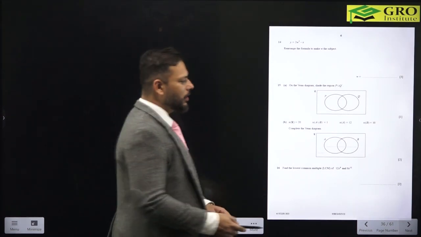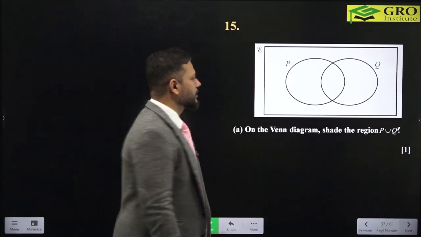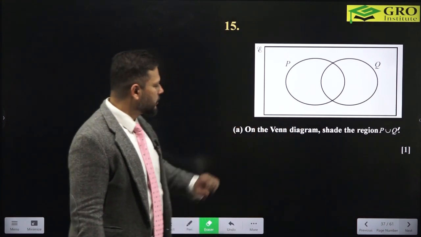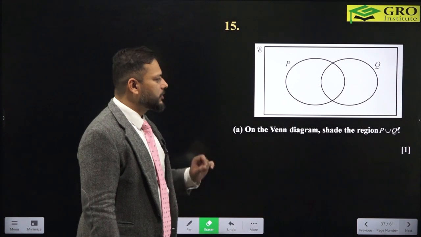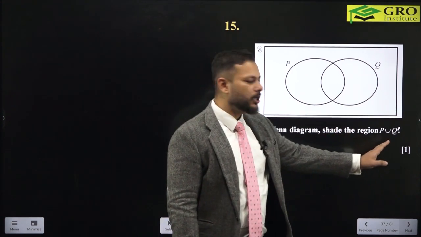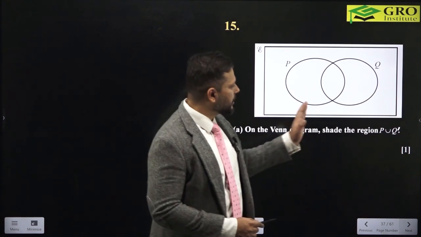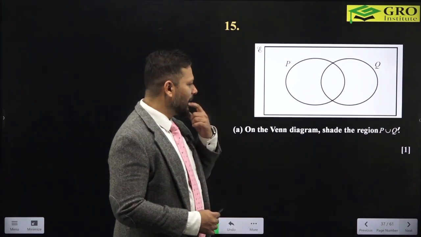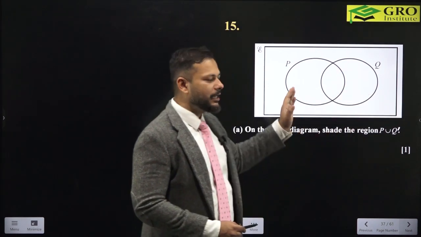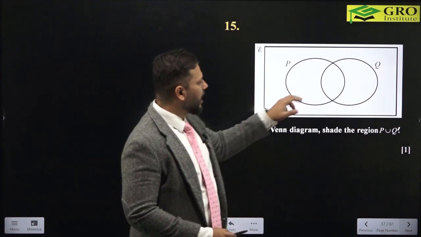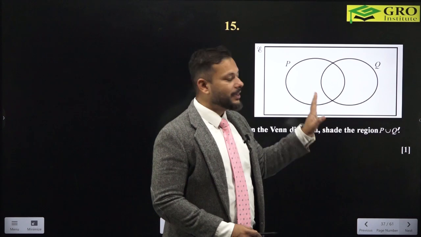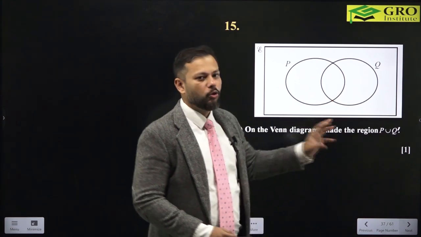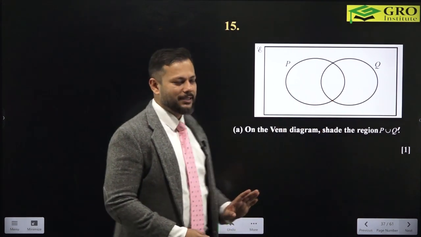The next question is question number 15, and that's a very interesting one, guys. This question is about Venn diagrams related to set theory. Let us understand this question. On the Venn diagram, shade the region P union Q complement. Guys, we need to first understand that this is the whole universal set represented by Xi. And then we have a set P and a set Q, and these two sets are overlapping sets because we see some portion of P and Q overlapping each other. So these two are joint sets, isn't it?